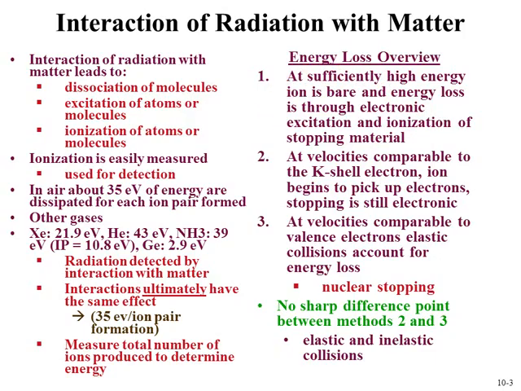At velocities comparable to the K-shell electron of the stopping material, ions begin to pick up electrons. Stopping is still electronic at this point. And then at velocities comparable to the valence electrons, elastic collisions count for energy loss, and this is nuclear stopping. There's really no sharp difference between the second point and the third point.